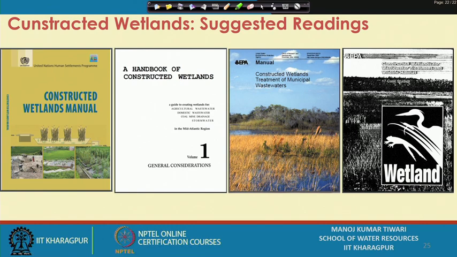So we will conclude this lecture here, and in the next class for this week, we will be taking up other wastewater treatment processes. Next class we will be talking about the sequential batch reactor, SBR, and its modification, SBBR, the sequential batch biofilm reactor.